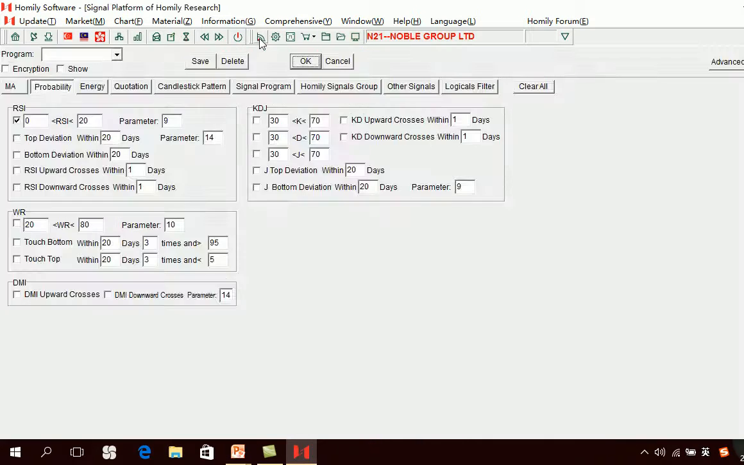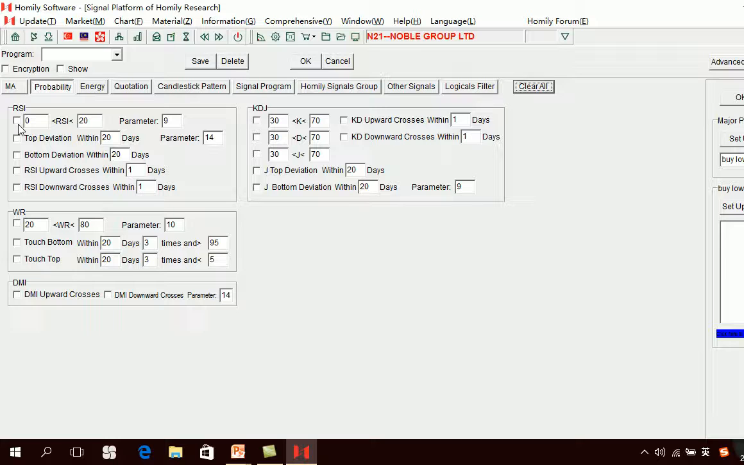So how to set the sell high signal, okay? If you want to combine these two signals, I teach you this method. Firstly, you should click advanced signal combination. Click the name to buy low, sell high. Then click setup. Probability, SI 0 to 20, setup, okay? So SI 80 to 100, this is the sell high signal.